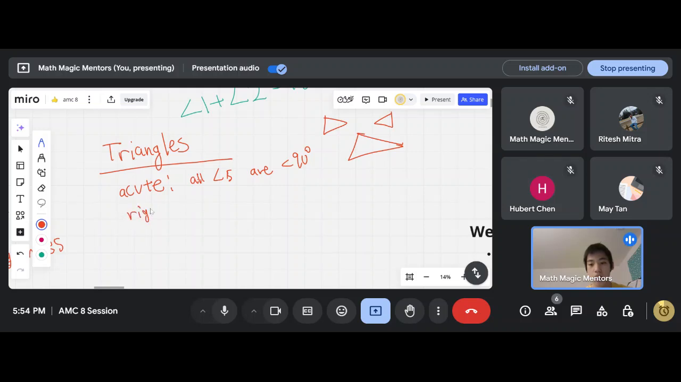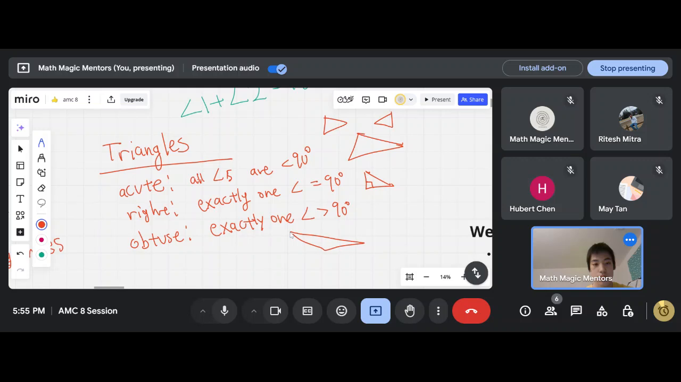Right. A right triangle is very special. There is exactly one angle equal to 90 degrees. So it's going to be something like this. And an obtuse triangle is where exactly one angle is greater than 90 degrees. So it's going to have an obtuse angle like that.